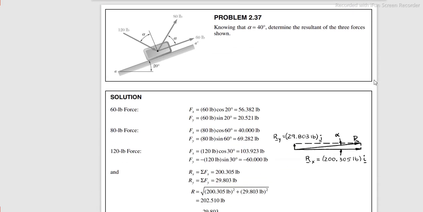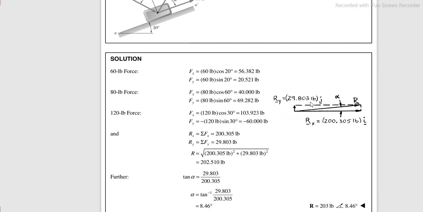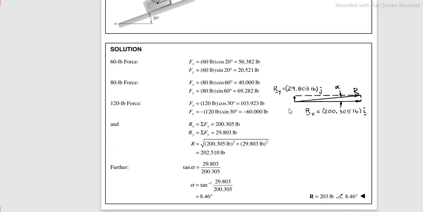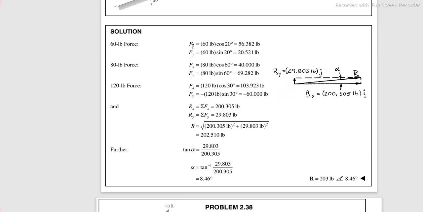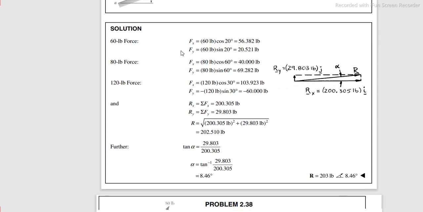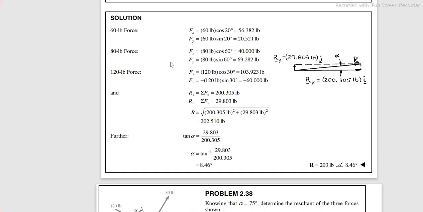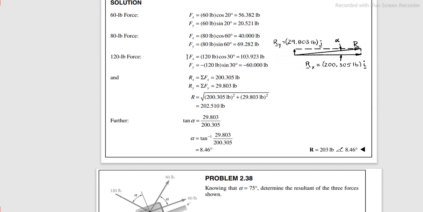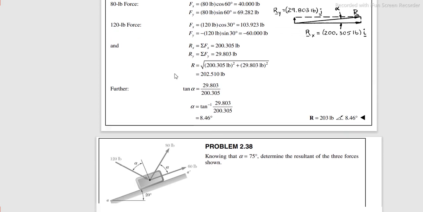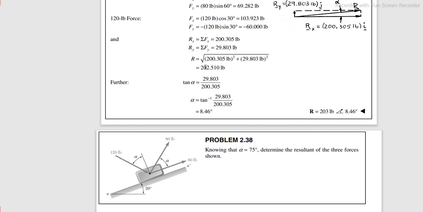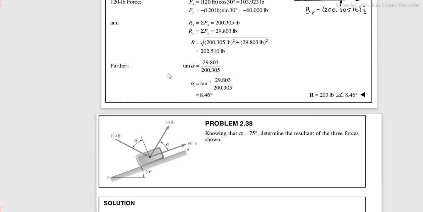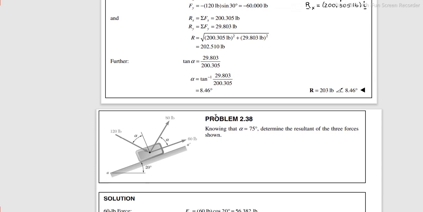And next problem 2.37, knowing that alpha equals 40 degrees, determine the resultant of the three forces shown, and here are three forces, 120 lb, 80 lb and 60 lb, and this is a free body diagram, and for the 60 lb force, horizontal and vertical components are solved, and for the 80 lb force and for the 120 lb force all the components are measured, and last of all the resultant force is measured to be 202.510 lb, and further the angle is 8.46 degrees.